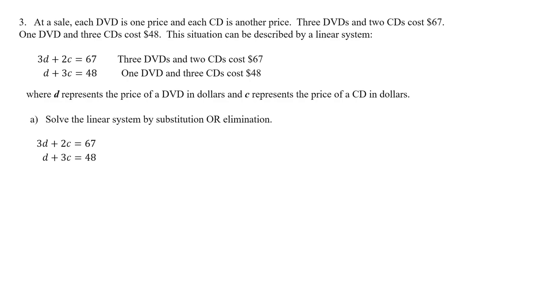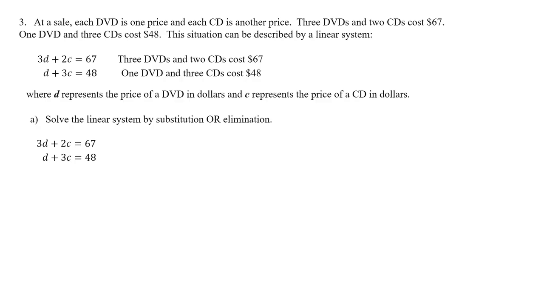3 DVDs plus 2 CDs equals 67. So 3D plus 2C equals 67. 1 DVD, D, plus 3 CDs, 3C, equals 48. We have our two equations, so we can stack them. Once again, the equations are given to us in standard form, so let's use elimination to simplify this or find the solution.